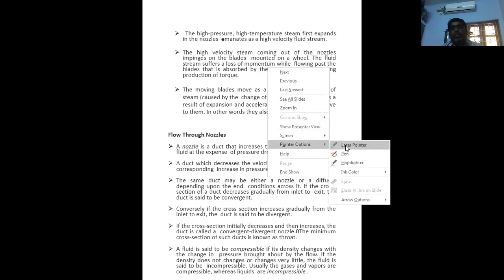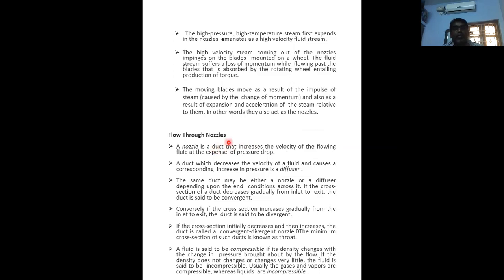we send the fluid from one place to another place with the help of a pipeline. So generally we send the steam to the nozzle. The high pressure steam is converted to low pressure steam, and the low velocity is converted to high velocity with the help of this duct, with the pressure drop to the critical pressure. A duct which decreases the velocity of the fluid and causes a corresponding increase in pressure is a diffuser.